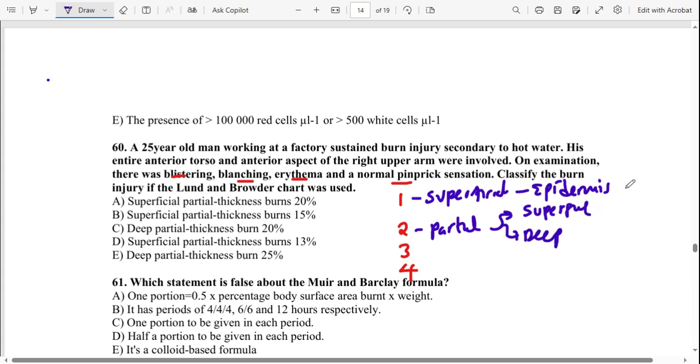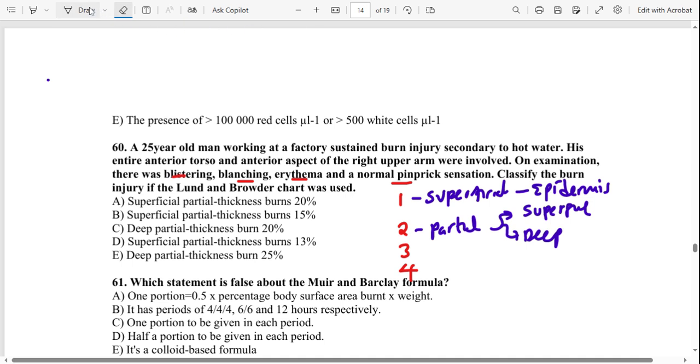Now, the features of superficial burns: number one, they look reddish, and then there is a lot of pain because the nerves have not been touched. Another thing is that they show blanching. This is when you press on the burn, it appears white because the blood supply is still there. So those are the features.